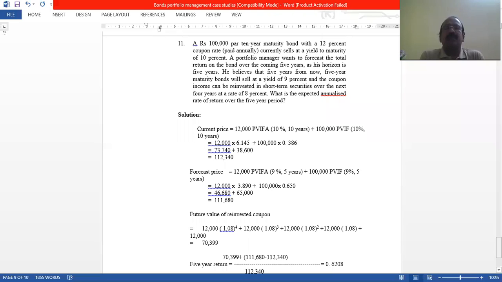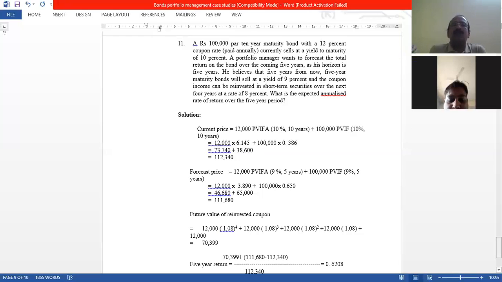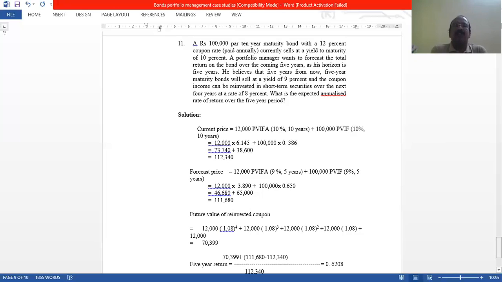First step. Then what is the horizon period? Look at the case. A portfolio manager wants to forecast a total return on the bond over the coming 5 years. So his horizon is 5 years. So total 10 years. So he wants to keep it for 5 years. After 5 years, he wants to invest in some other bonds. So his horizon is 5 years. Earlier case, his horizon was 4 years. So 2 years he wants to invest because 6 years was the maturity period. Here the maturity period is 10 years. So he wants to keep the bond for 5 years.